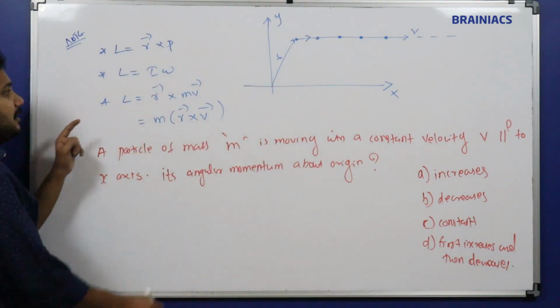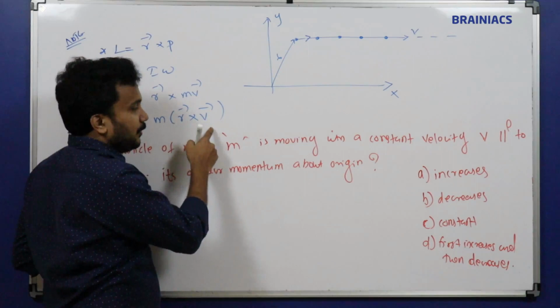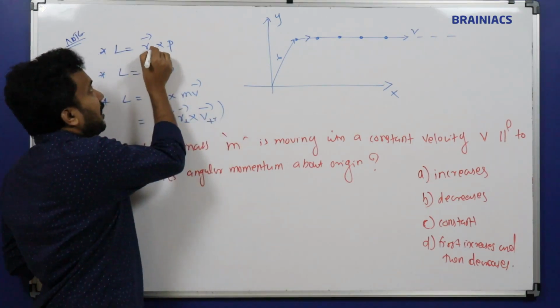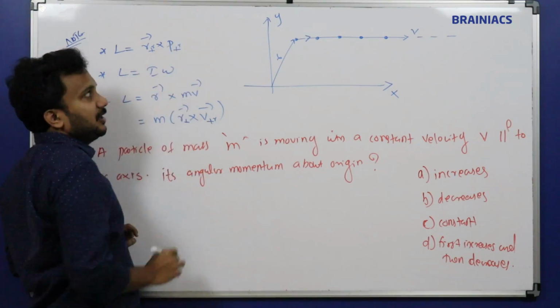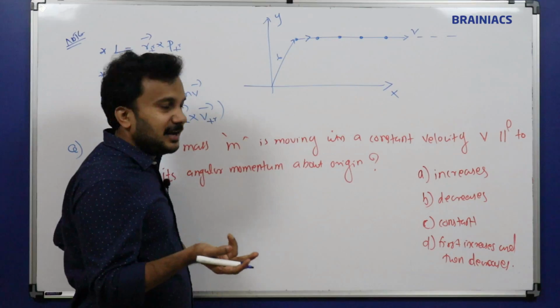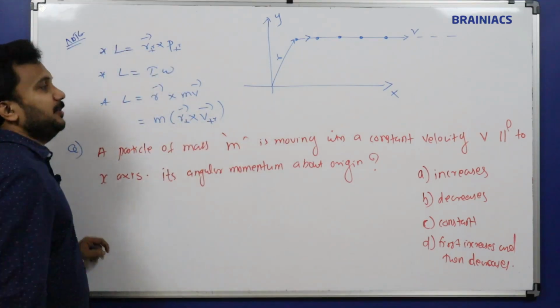We know that according to angular momentum, wherever you see the cross product, this should be r perpendicular, this should be v perpendicular, this should be momentum perpendicular. Momentum is mv. Mass is a scalar quantity, so r and v should be perpendicular.